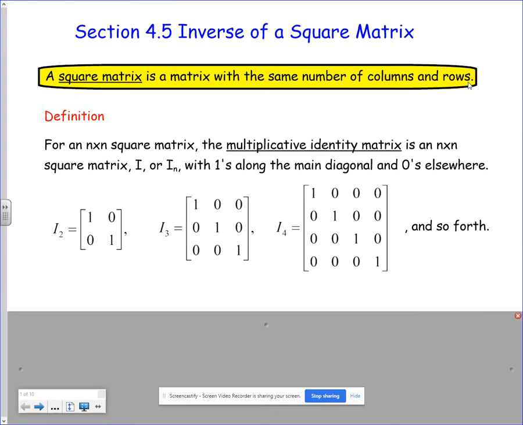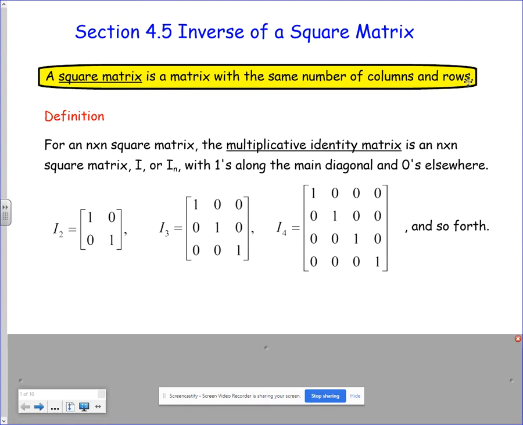Okay, here's another definition. We say for an n by n square matrix, the multiplicative identity matrix is an n by n square matrix. We're going to call it I, or I sub n, with ones along the main diagonal and zeros everywhere else. So this is the identity matrix, or 2 by 2 right here. This is the identity matrix, or 3 by 3. This is the identity matrix, or 4 by 4.